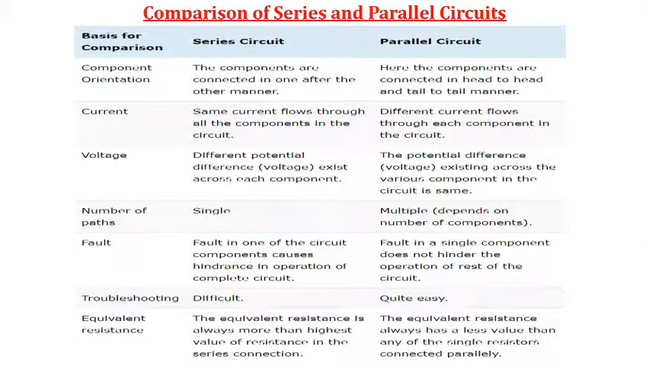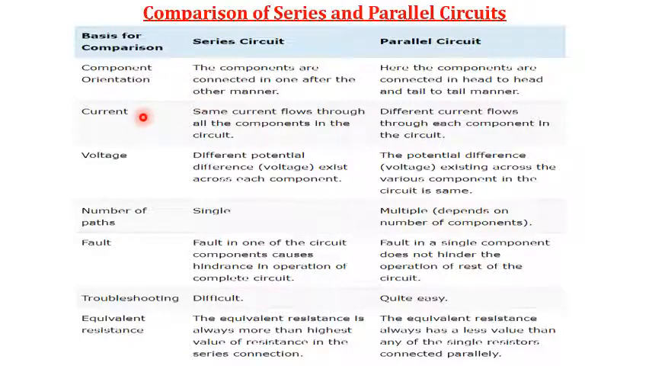Now this is the comparison between series and parallel circuits. You just quote a number of comparison parameters, and compare those parameters for series and parallel circuits. First you can consider component orientation. The components connected one after another is called a series circuit, end to end connection, or cascade connection. Here the components are connected in head to head and tail to tail manner. So this is a parallel circuit.